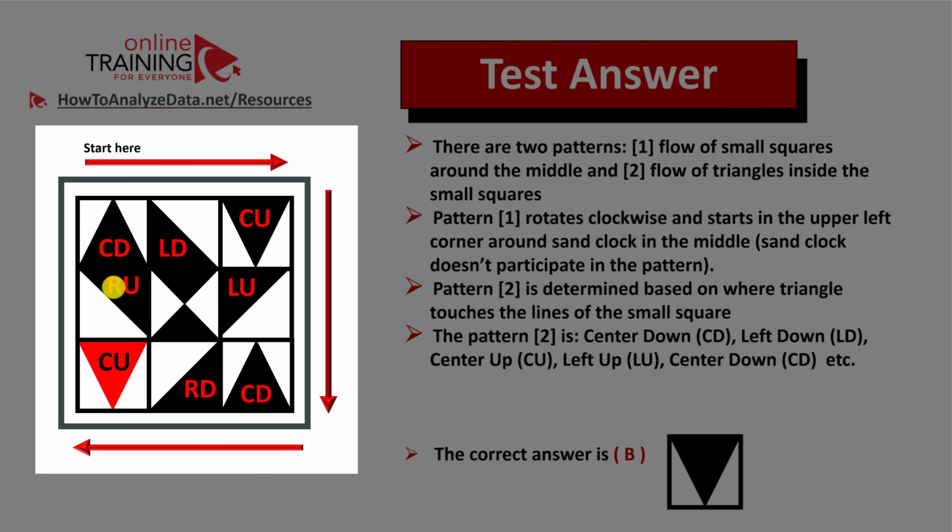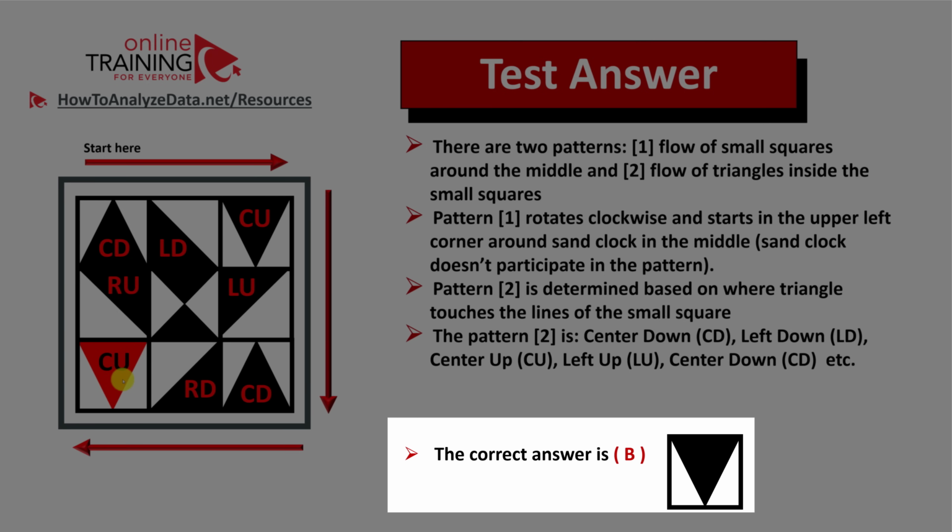And pattern 2 is determined based on where a triangle touches the lines of the small square. For example, the triangle in the upper left corner touches the lines of the small square in the center, you see on the top, as well as down at the bottom. The next one touches on the left and down. The following one touches in the up and also in the center. And you can continue this pattern to determine the missing item, which is choice B.